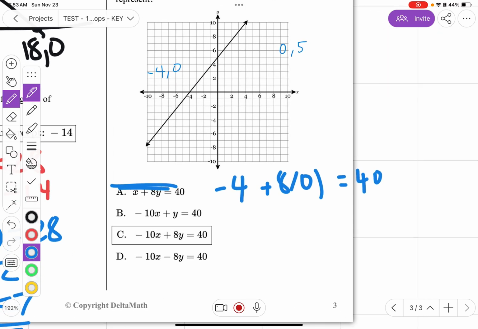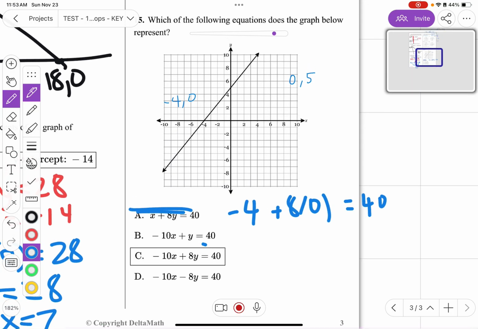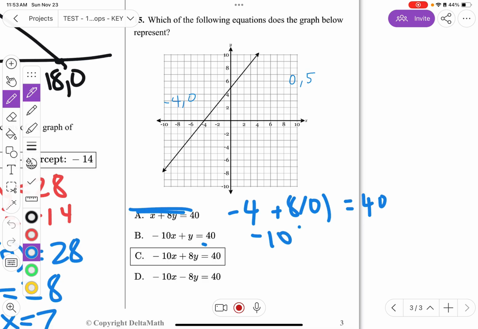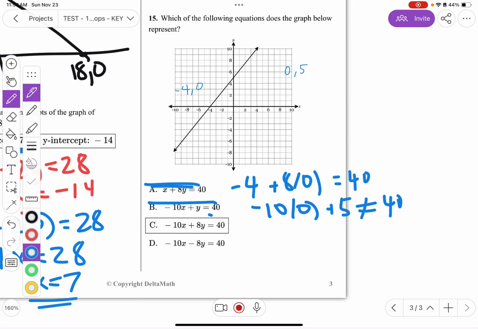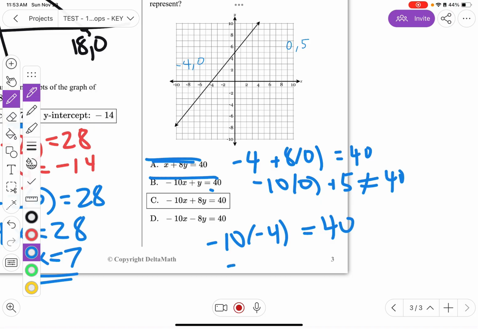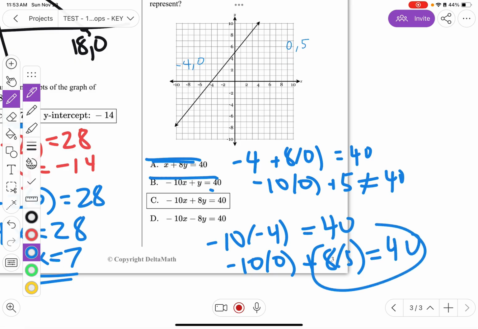Now, that point does work for B, but then you try the other point for B, 0, 5. Okay, so minus 10 times 0 plus 8 times 5 does not equal 40, so it can't be that one. And you say, well, what about the third one? So minus 10 times minus 4 equals 40, so that works for the x-intercept. Now let's try the y-intercept. So minus 10 times 0 plus 8 times 5, that equals 40. Exactly. Okay, so it must be that one.